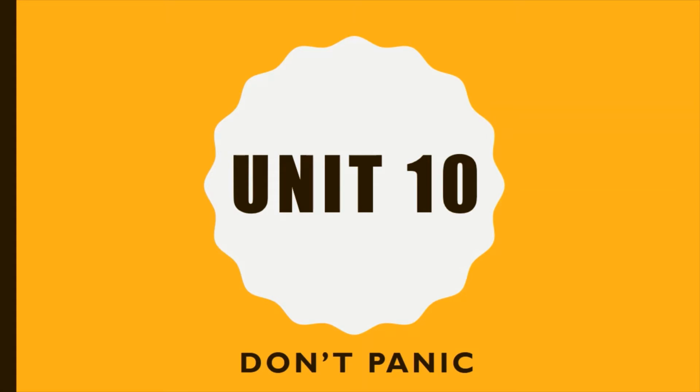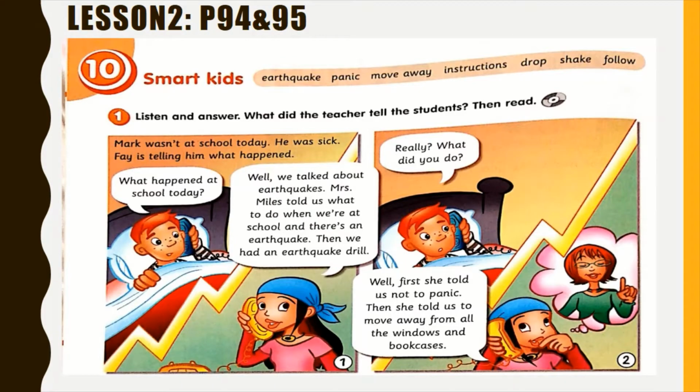So, we will carry on with unit 10, and today we have the second lesson of this unit. You go to page 94 and 95, and today we will read a story. Again, we have Faye and Mark, the two friends. Let's read the story.